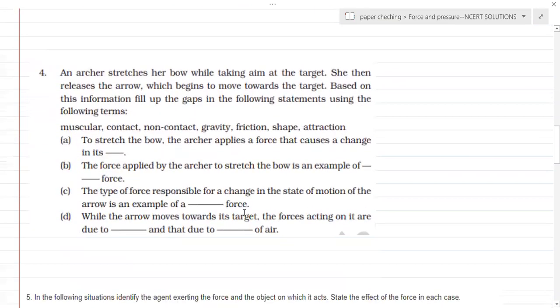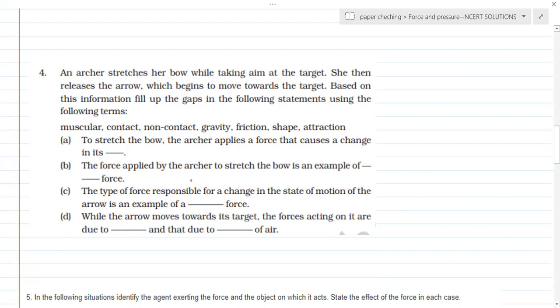Coming to the fourth question, an archer stretches her bow while taking aim at the target. She then releases the arrow, which begins to move towards the target. Based on this information, fill up the gaps in the following statement using the following terms. So the terms have been given here: muscular, contact, non-contact, gravity, friction, shape, attraction, etc. Right? So let's read the first statement.